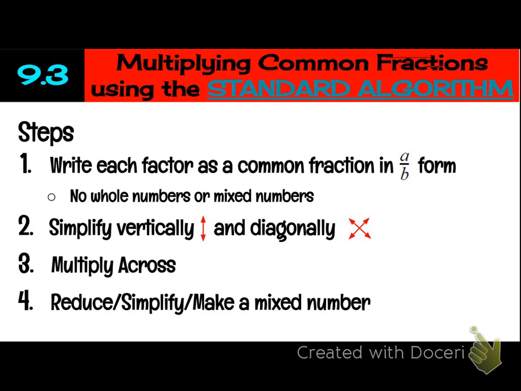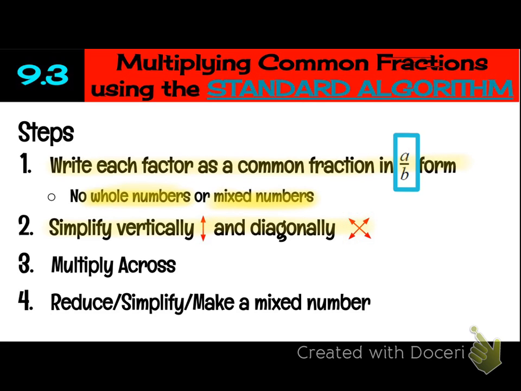Let's do a quick review of the steps that you need to follow. Remember, when you're multiplying common fractions, the first thing you need to do is make sure each factor is written in A over B form. That means if you have a whole number, you should write it over 1. And if you have a mixed number, you should change it to an improper fraction. Once you have those things in A over B form, then you can start to look for simplifying. Remember, you can simplify vertically, diagonally, but never horizontally.